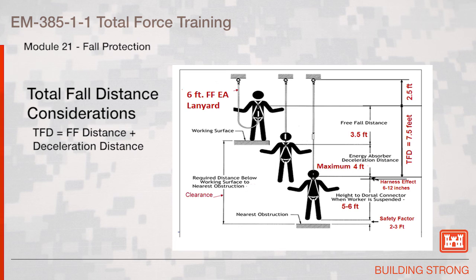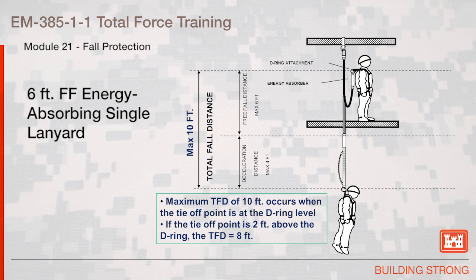The last point to consider is the height to the dorsal connector from the individual's feet. You also need to provide a 2 to 3 foot safety factor below the individual's feet to ensure that he does not strike any obstructions below him. And this is the calculation of the total fall distance. Using a 6-foot free fall energy absorbing single lanyard, the maximum fall distance could be 10 feet.